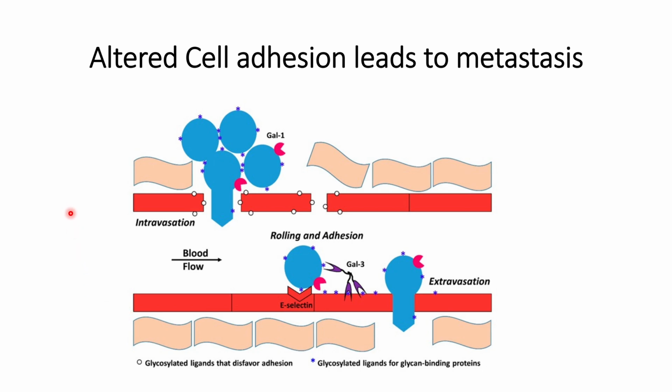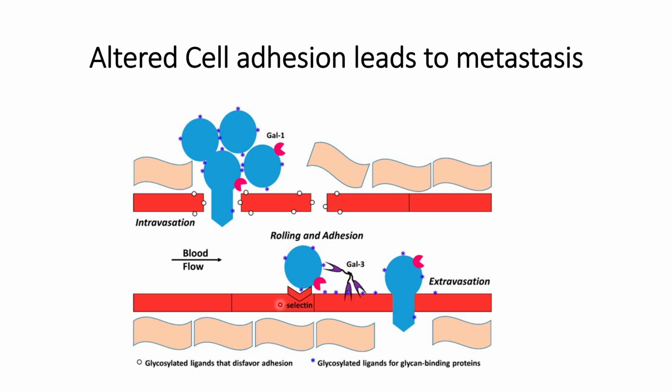Now let us go through the impact of this altered glycosylation that might even lead to metastasis. So consider this blue circle as tumor cells with altered glycosylation. This altered glycosylation is marked by these dark blue or purple glycan structures, and that will have different glycans. One of the glycans mentioned here is galectin 1. Because of the altered glycosylation, its cell adhesion properties get disturbed, and the cells will start to move, and intravasation of these tumor cells into the blood vessels occurs.